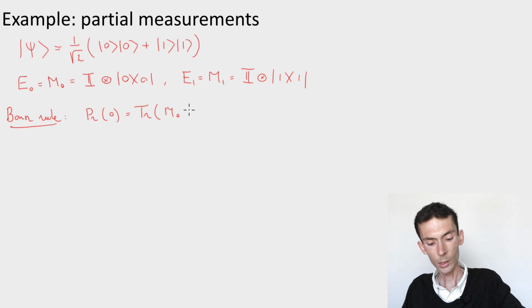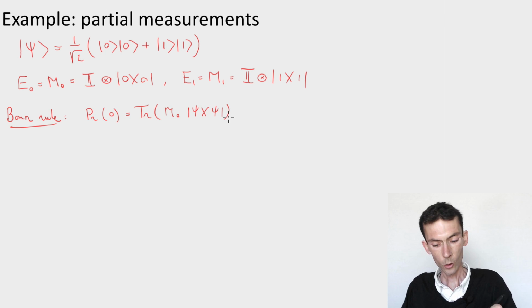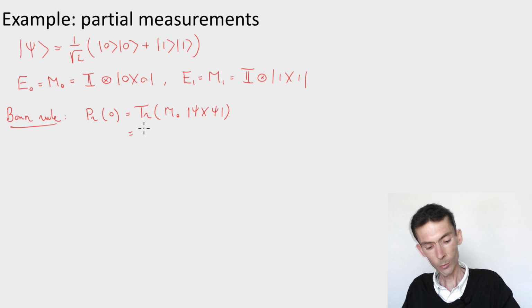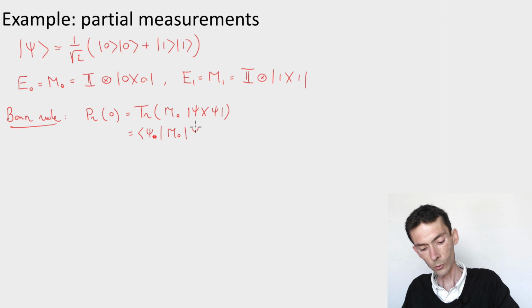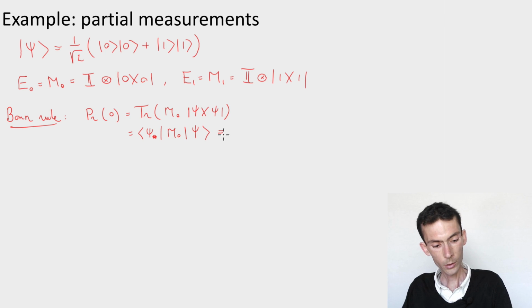Here I have a pure state, so the density matrix is simply the rank 1 projection on the pure state. Now this is equal to the overlap between the state psi and my measurement operator M0. And this you can compute. So if I look at the overlap here, let's compute it explicitly.